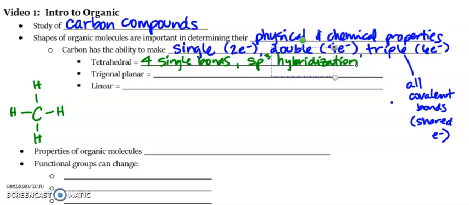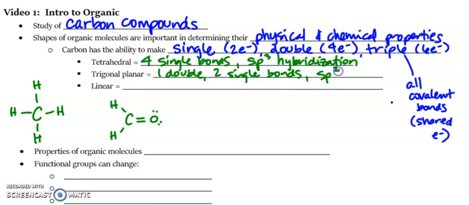Trigonal planar will be when you have something like carbon with a double bond to something like oxygen, for example, and then 2 single bonds. So 1 double, 2 single bonds. And what we get here, because we have electrons in 3 locations, we're going to have a hybrid of 3 orbitals. So it'd be 1 s and 2 p's. So that's sp2 hybridization when you have a trigonal planar shape.